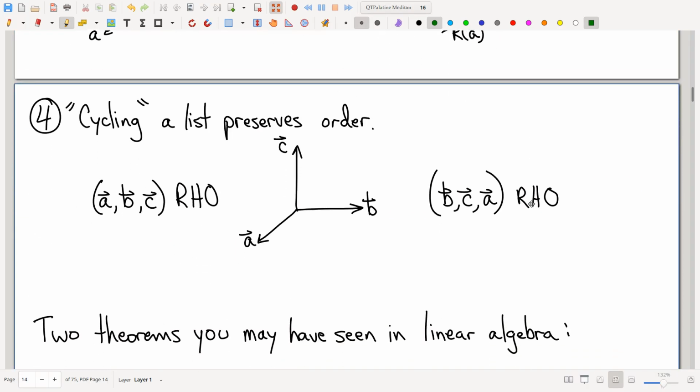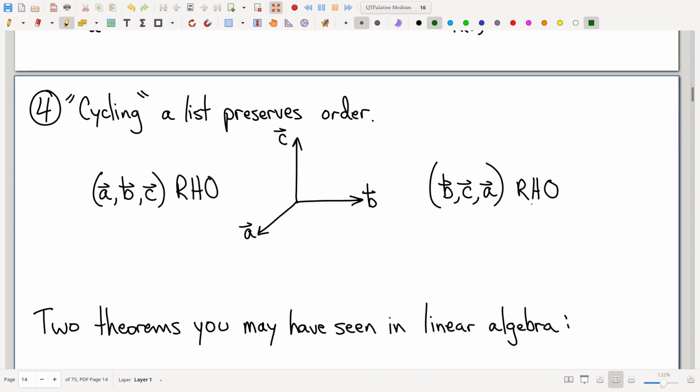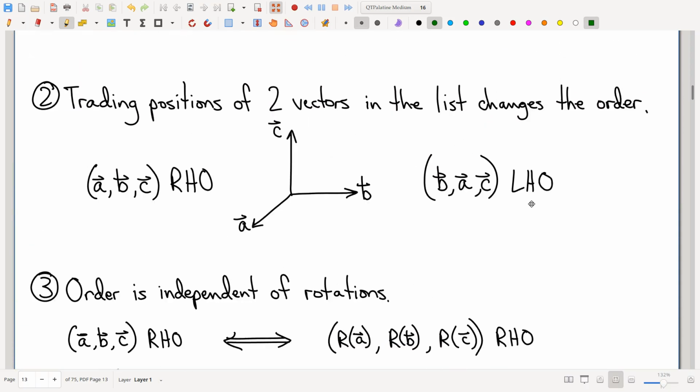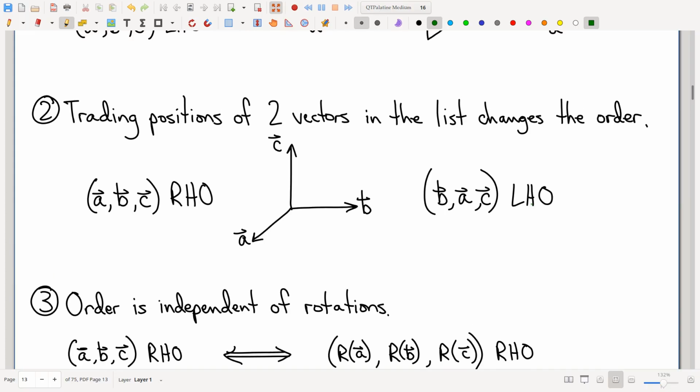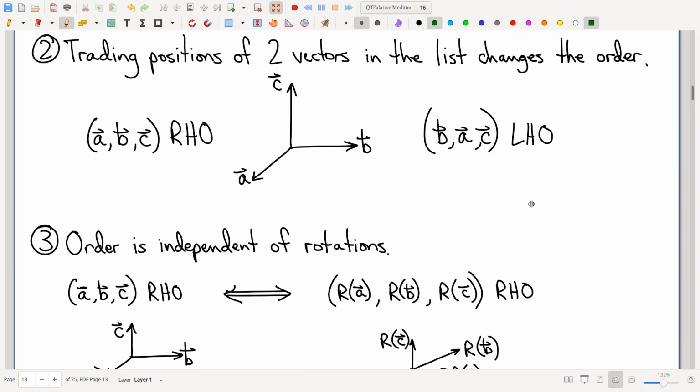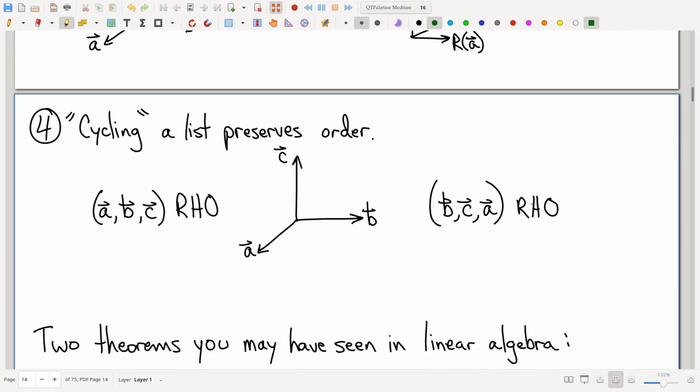Now, there is a fourth property here, and it depends on how you think about it. I think this is handy, so I like to mention. Technically, this is a special case, or a consequence of property number 2 here. But I'm going to sweep that under the rug. When you cycle, the order doesn't change. So what I mean by cycling is just slide everything over. Let's see here. Let me do it like this.